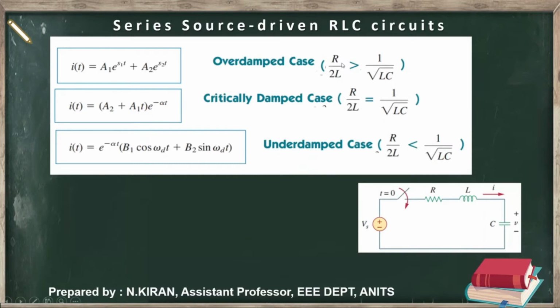First, when R by 2L is greater than 1 by root LC, that is, roots are real and distinct, i of t will be a1 e power s1t plus a2 e power s2t. In the second case, when roots are real and equal, that is R by 2L is equal to 1 by root LC, then i of t will be (a2 plus a1 t) into e power minus alpha t. And the third case, when roots are complex, that is R by 2L is less than 1 by root LC, then i of t will be e power minus alpha t into (b1 cos omega t plus b2 sin omega t).